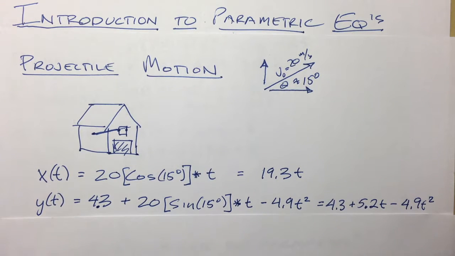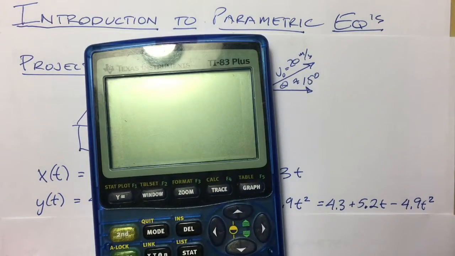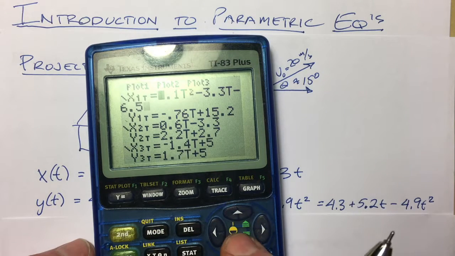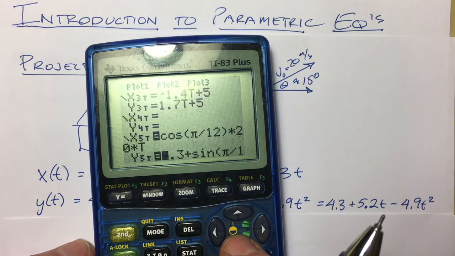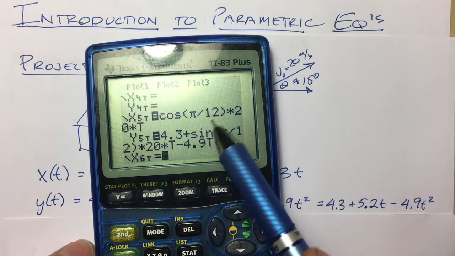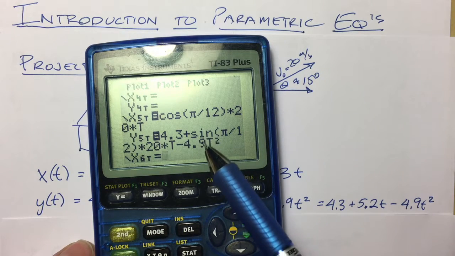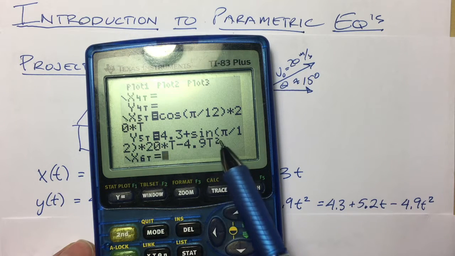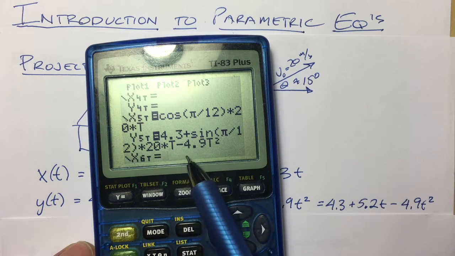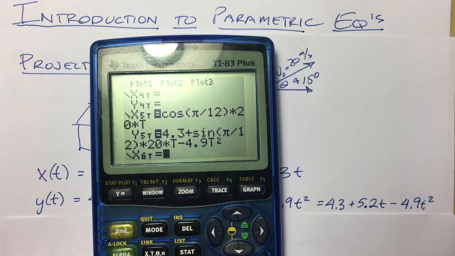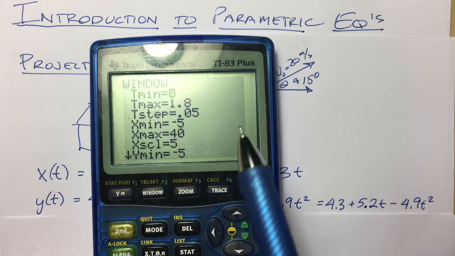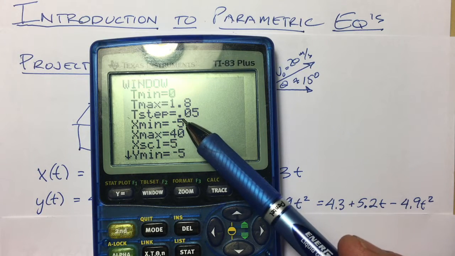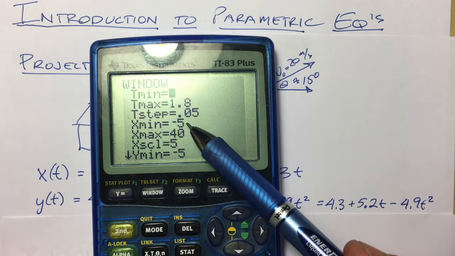All right, so I put that into my calculator and turn it on and go to y equals. I'm in radian mode, so I put in pi over 12 for 15 degrees times 20 times t, and here it is: 4.3 plus sine of pi over 12 times 20 times t, minus 4.9 t squared. In parametric mode, I've got a window here where the clock on this water balloon is going to go for 1.8 seconds. I know from experience it doesn't go much longer than that.